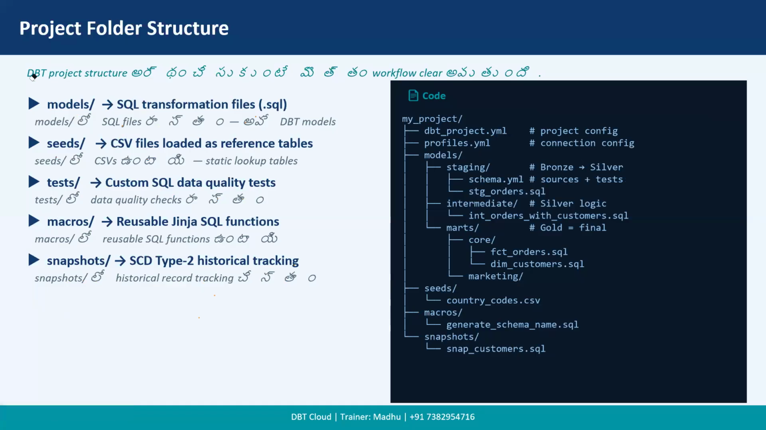Project folder structure. When you create the dbt account, you're going to have the project folder structure. Every dbt project has this standard folder structure. The models folder has your SQL transformations. So here we're going to do the SQL transformation, and the extension is .sql.